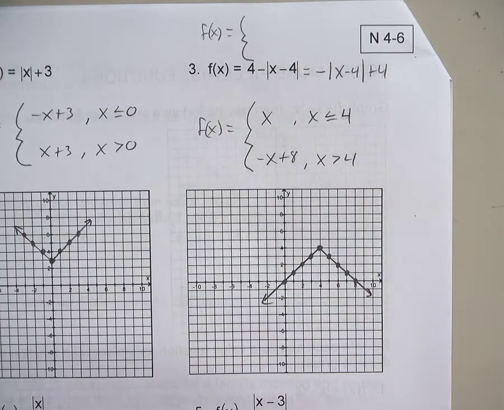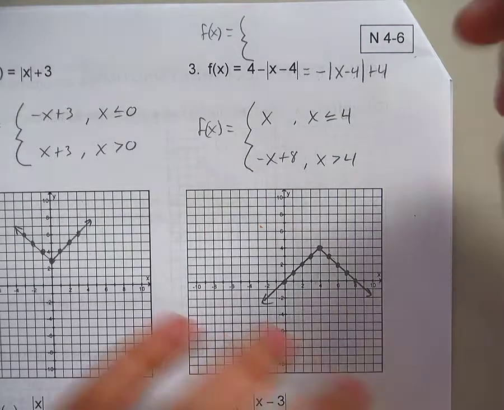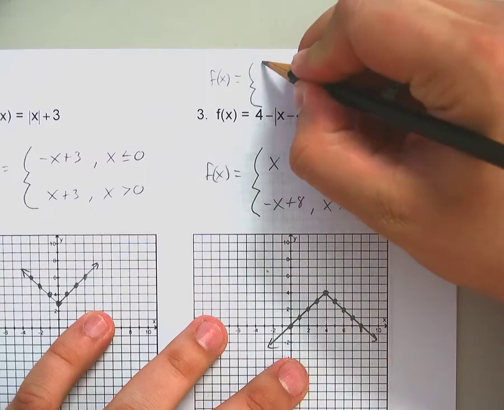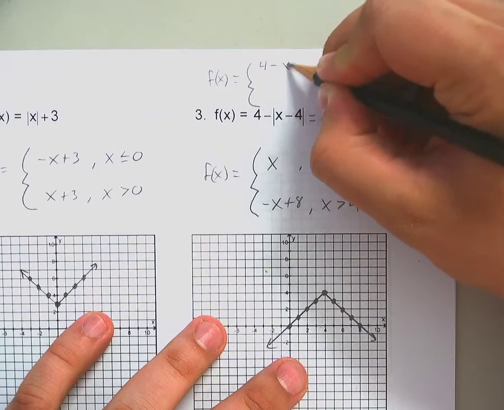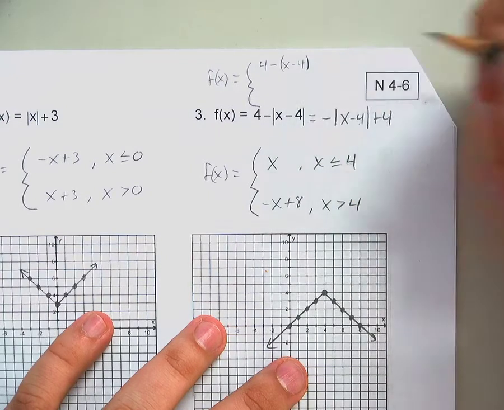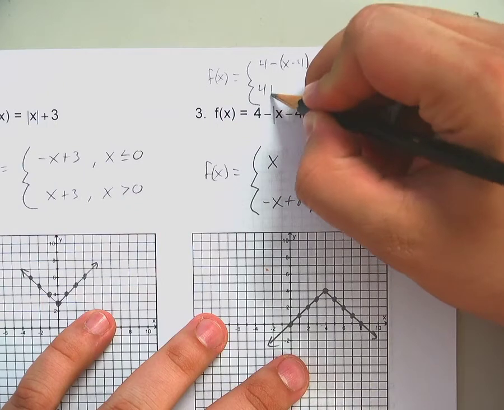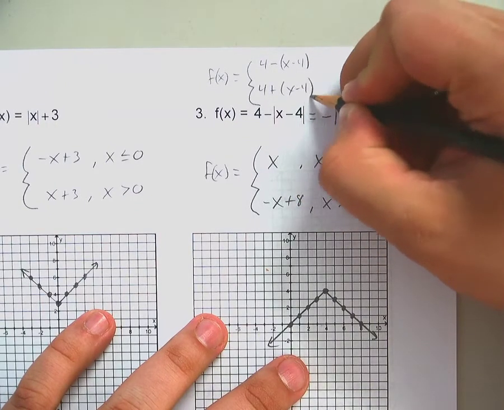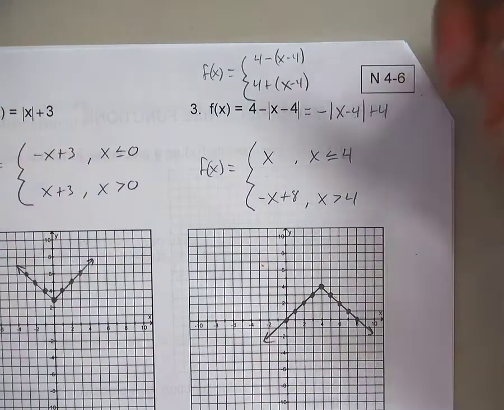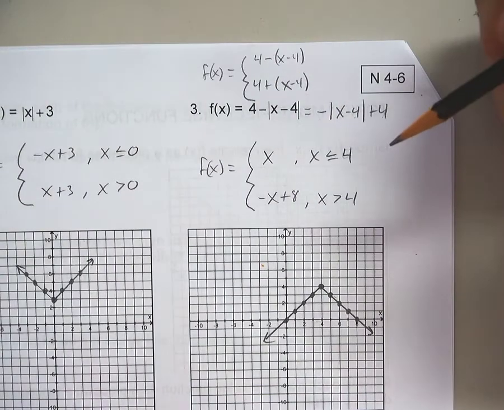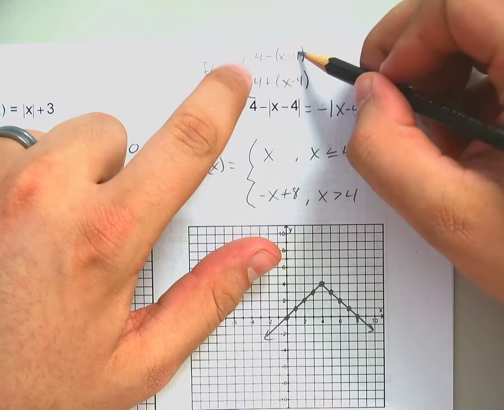Now I'm going to show you something really quickly just to even this up just a bit. If you had, let's say, 4 minus x minus 4 and you replace it with parentheses instead of the absolute value, and then 4 plus x minus 4, because that's really all the absolute value does, is account for both a positive and a negative.